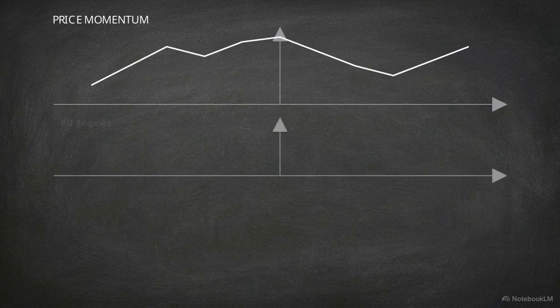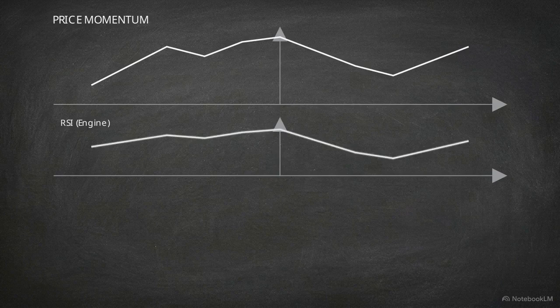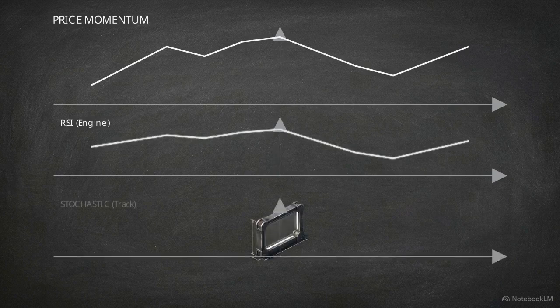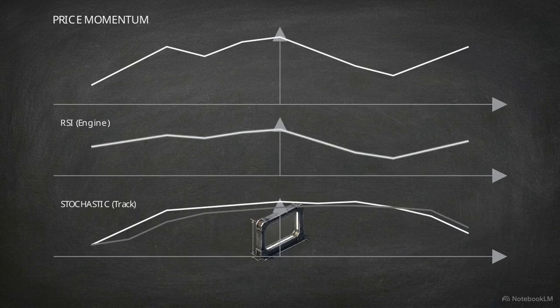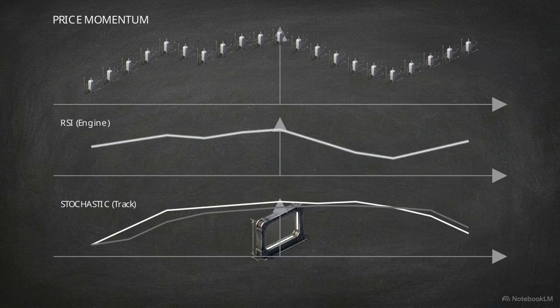The Relative Strength Index, or RSI, acts as our engine dynamometer, measuring the internal strength of buying and selling pressure. The stochastic oscillator, meanwhile, maps the car on the track, tracking where the current price sits relative to its recent historical boundaries. This chart shows a standard sequence of price action.